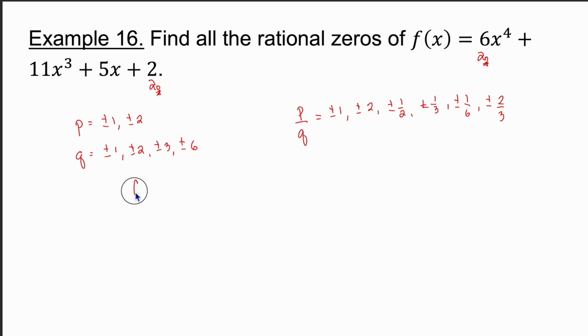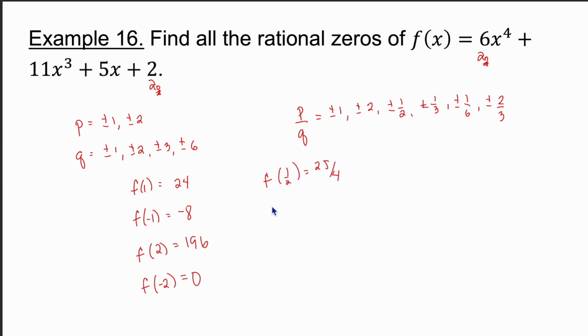Let's say, f of 1, ang sagot dyan, pag pinasok natin yung 1 dito sa ating f of x, that is 24. Ang f of negative 1 naman, negative 8. Ang f of 2 is 196. Ang f of negative 2 is 0. Ang f of 1/2 is 25 over 4. Ang f of negative 1/2 is negative 3 over 2. Ang f of 1/3 is 112 over 27. At ang f of negative 1/3 is 0.